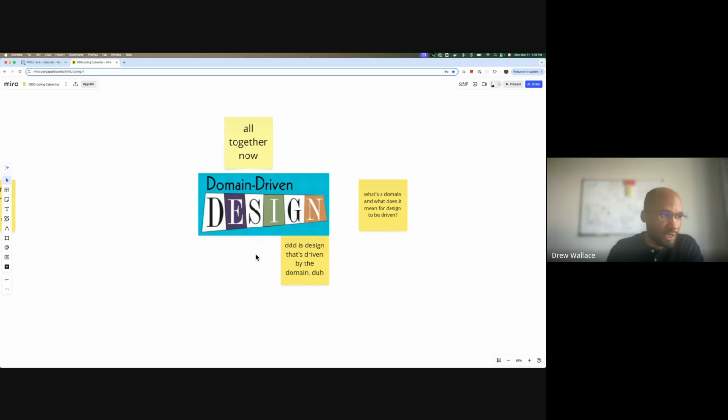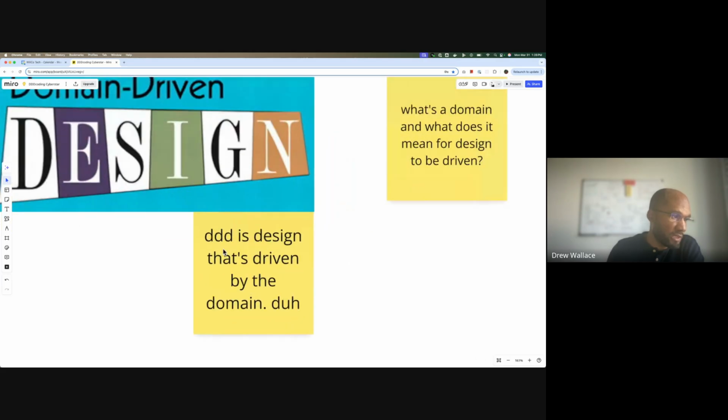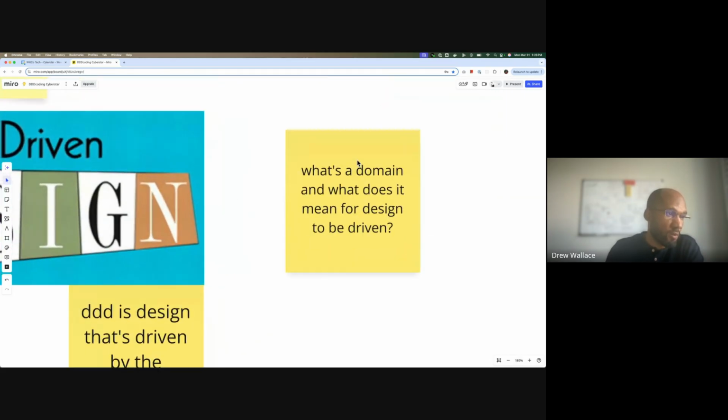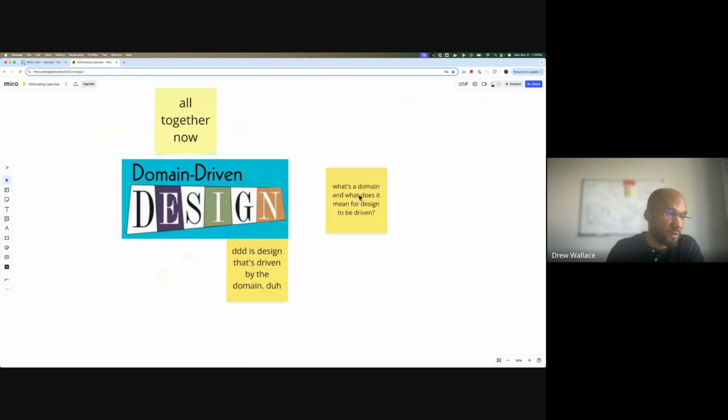So now if we go into DDD, now that we understand and agree on design, it's design that's driven by the domain, duh. Well, then what's a domain and what does it mean to be driven?